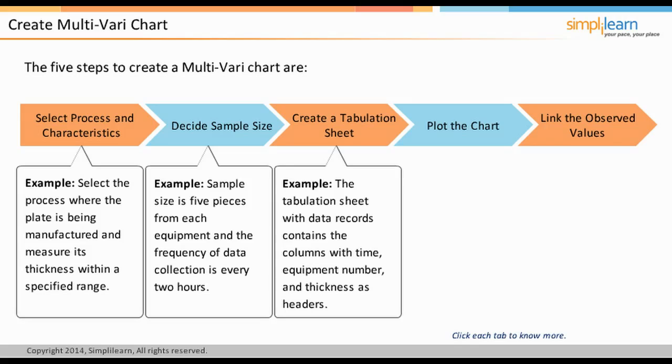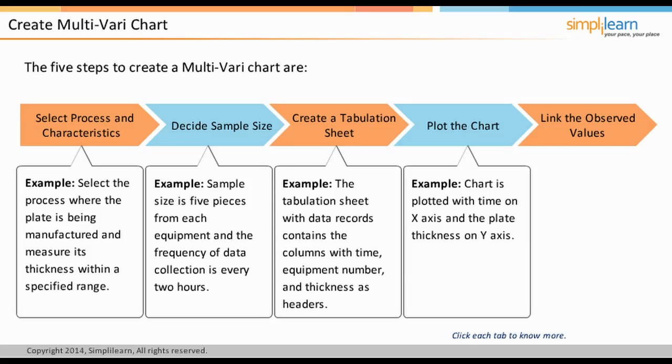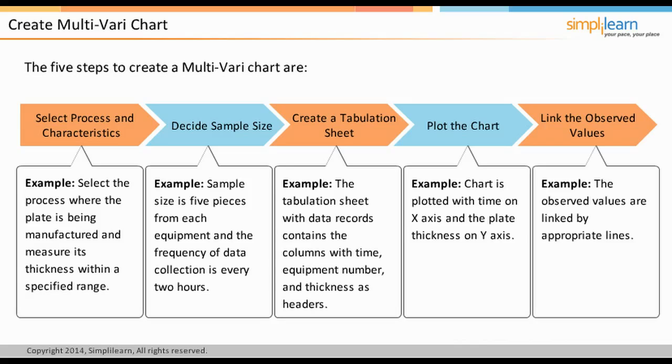The third step is to create a tabulation sheet. In this example, the tabulation sheet with data records contains the columns with time, equipment number, and thickness as headers. The fourth step is to plot the chart. In this example, a chart can be plotted with time on the x-axis and plate thickness on the y-axis. The last step is to link the observed values. In this example, the observed values can be linked by appropriate lines.